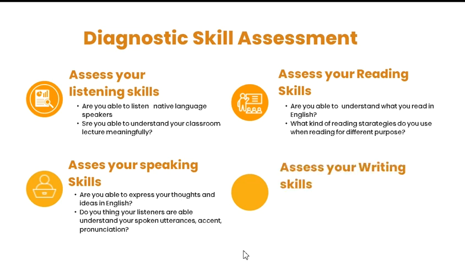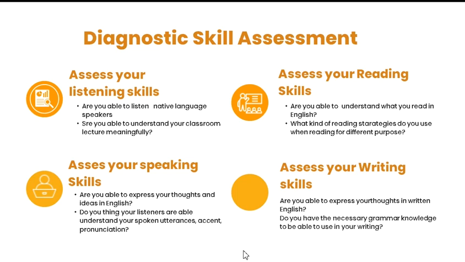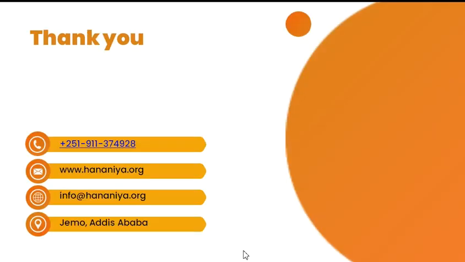And finally, about your writing skills. Are you able to express your thoughts in written English? Can you simply write application letters and send them? Can you compose an email and send it in a formal context to your professors or your bosses? Do you have the necessary grammar knowledge to use in writing? Do you have the vocabulary? These are questions you need to ask yourself to understand where you are and start from there to improve your communication skills in English.